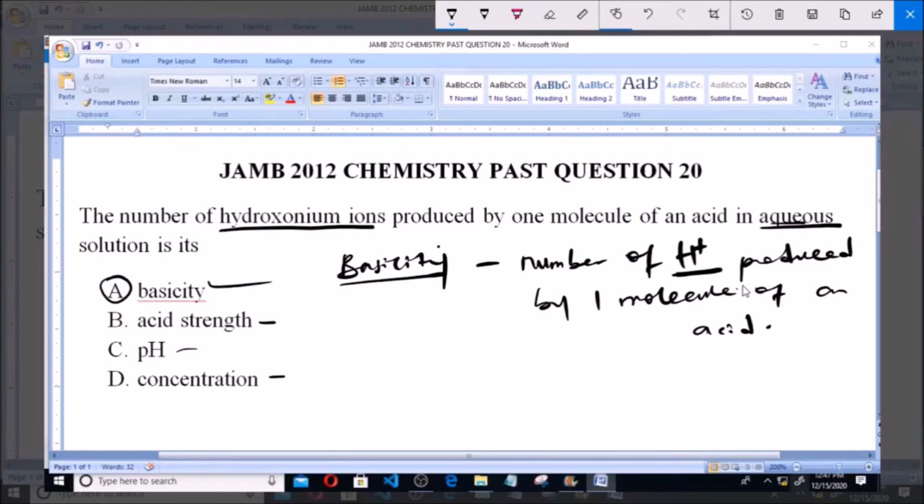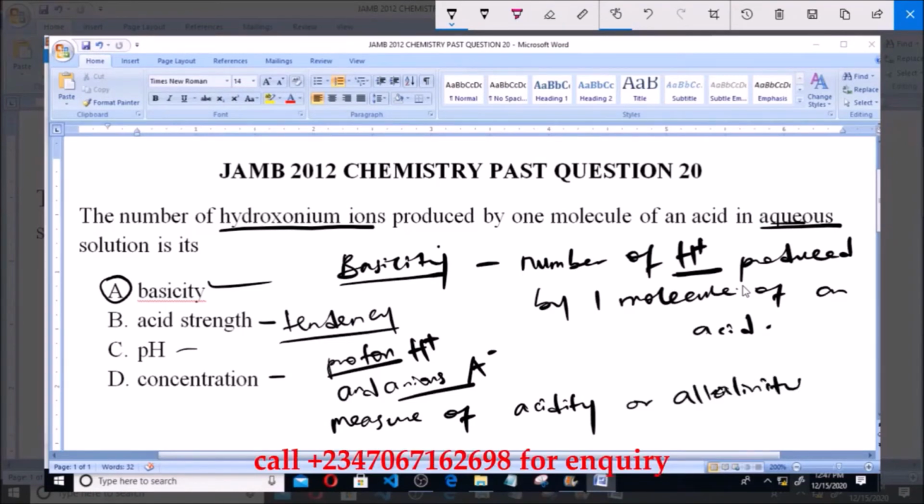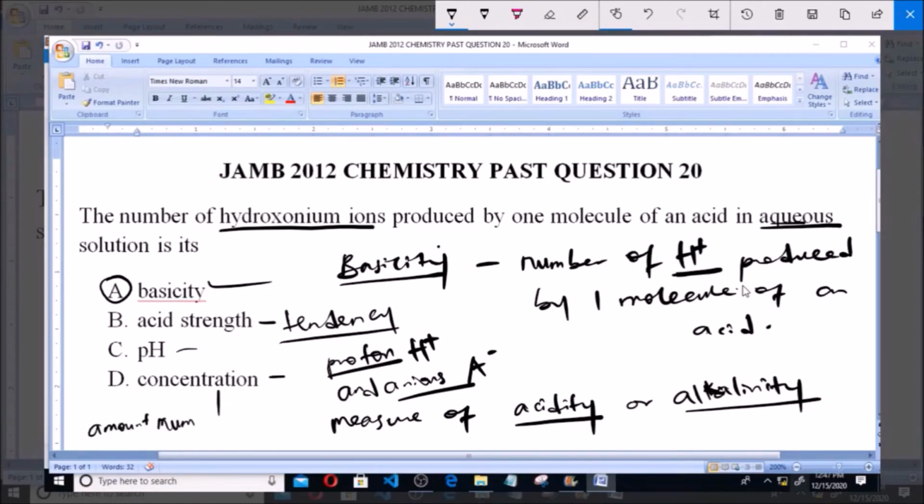Now acid strength here simply refers to the tendency of an acid to dissociate into protons, which is the hydrogen ion, and anions. While pH, on the other hand, represents the measure or the degree of acidity or alkalinity of a substance, that is trying to measure how acidic or how alkaline a substance may be. Then concentration here simply refers to the amount of a substance present in a given volume of that substance.